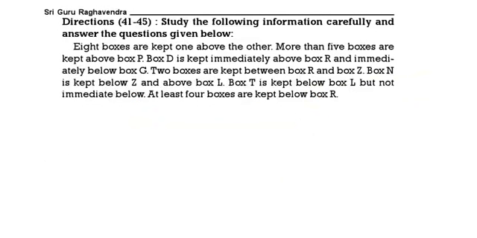Next question, 41 to 45. 8 boxes are kept one above the other. More than 5 boxes are there above P. D is kept immediately above R and immediately below G. 2 boxes are there between R and Z. Box N is kept below Z and above L. T is kept below L but not immediately below. At least 4 boxes are there below R. Now this is the question.